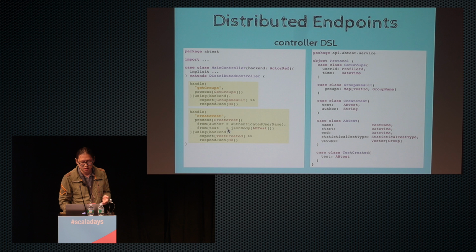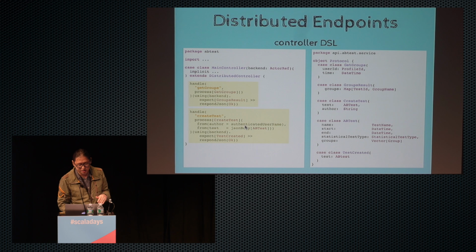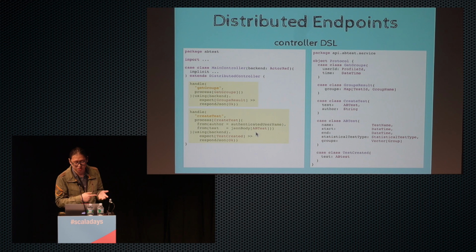And as you can see, the DSL is going to say, for the author, I want to get it from the authenticated username. This request has to be authenticated. And I'm going to use the authenticated username as the author of this A/B test. And the second field is the test. This is another nested case class, so that we have another case class of A/B test that represents the data to create an A/B test. And that part of the information is from the JSON body. So here you specify for the author field, I'm going to get it from the authenticated username, and for the test field, I'm going to get it from the JSON body.